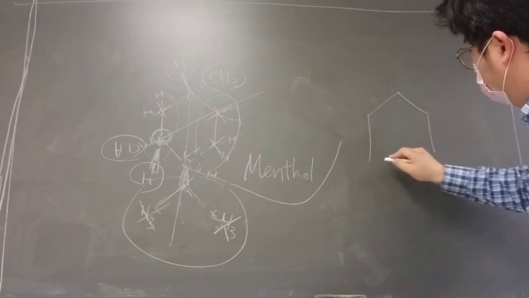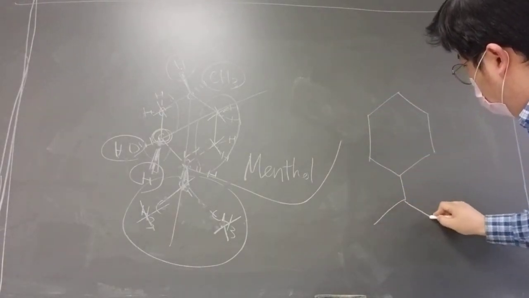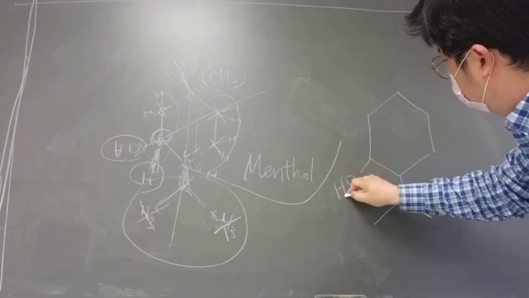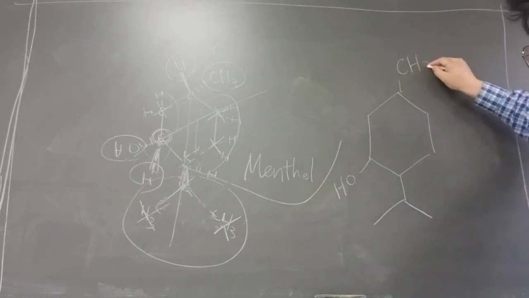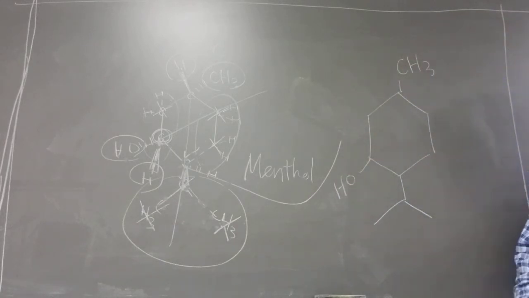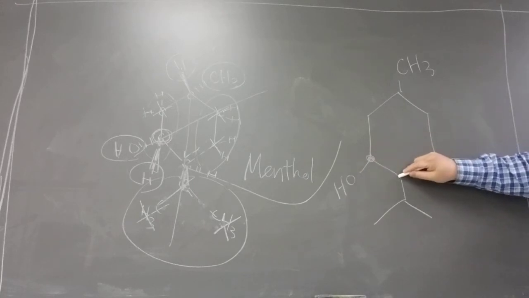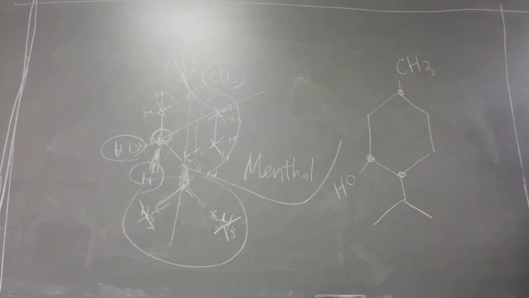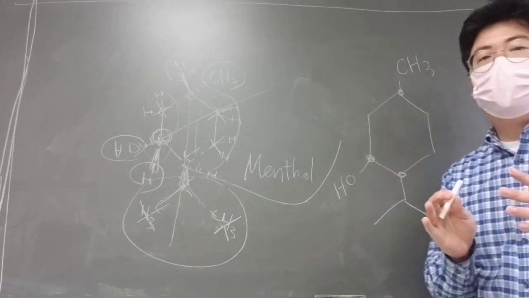Let me rewrite this one. In menthol, there are three chiral centers, which are here, here, here. Okay.